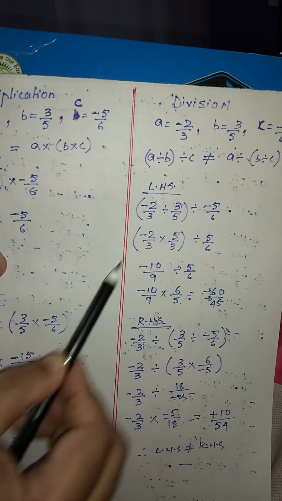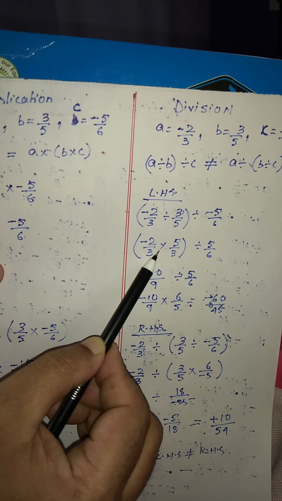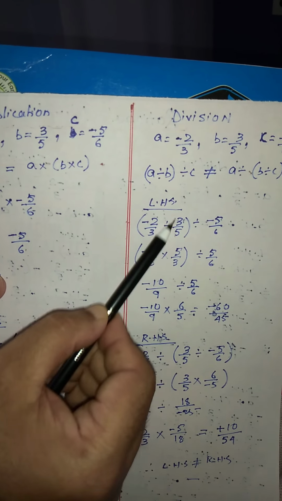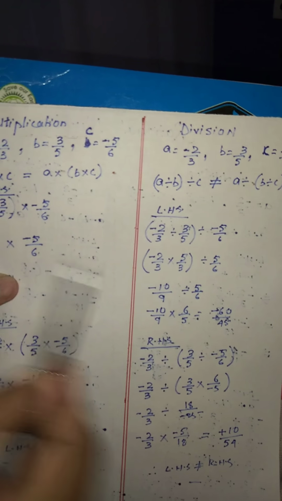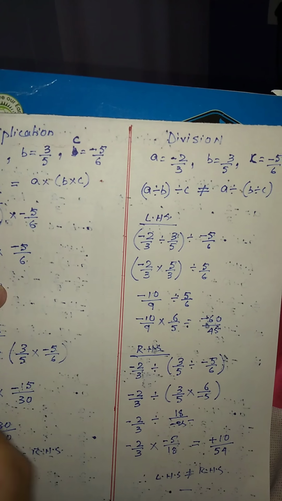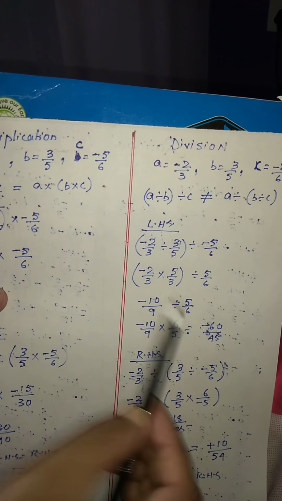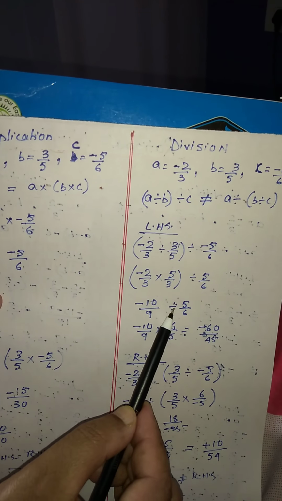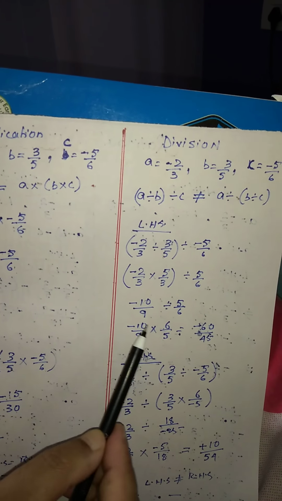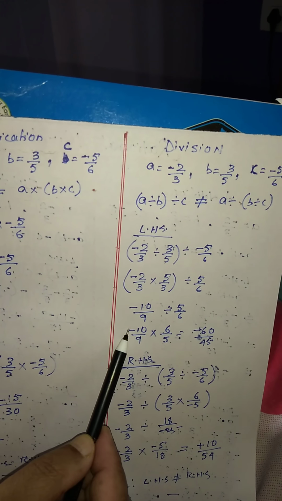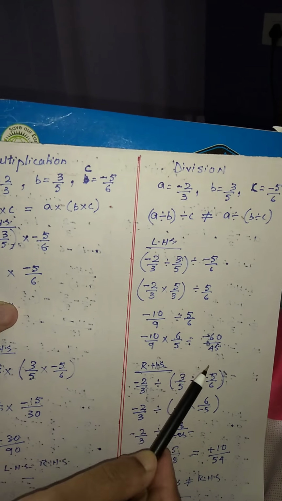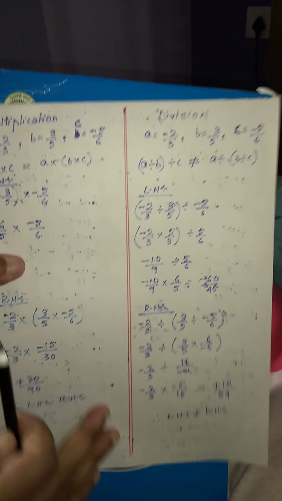Let's solve this. Now when we replace this division sign with multiplication sign, what will happen? Yes, right choice. This particular fraction will be reciprocal. Once we have done this, we'll multiply. So minus 2 into 5 is what? Minus 10. 3 into 3 is what? 9. Divided by 5 by 6. Finally, again we'll replace this division sign with the into sign. So this particular fraction will again be reciprocal. Then we multiply. Minus 10 into 6 is what? Minus 60, and 9 5s are 45. So the LHS answer is minus 60 upon 45.